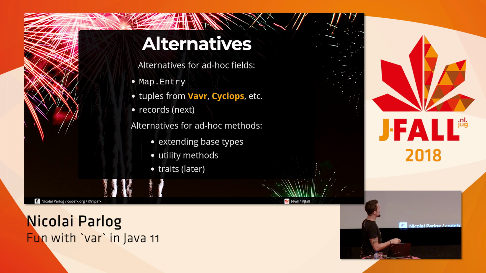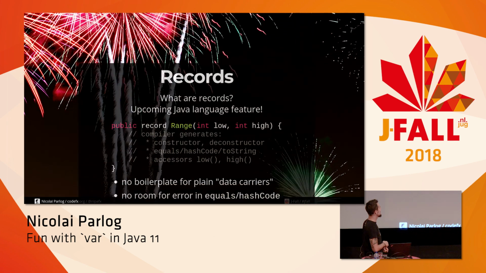And other alternatives for methods, this is just for fields. For methods, you can extend the base types, use utility methods, which works as well, or you can use traits, which I'll show you later. While this was not yet reordered, so it was now earlier. I switched this to the end because I was afraid I wouldn't be able to show you all the things.